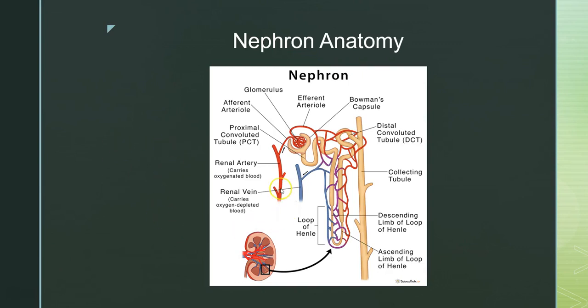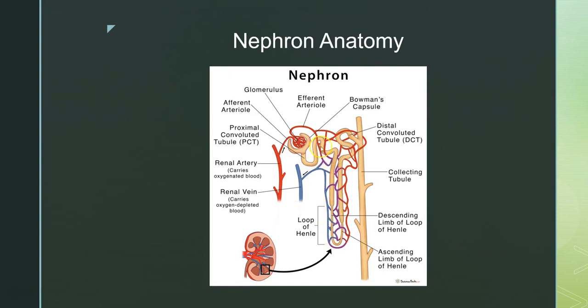Our nephrons, we start with the afferent arteriole. We go through the glomerulus, through the efferent arteriole, and Bowman's capsule is right here at the glomerulus. Efferent arteriole, we go through the proximal convoluted tubules here. So this whole complex here is the proximal convoluted tubules. Down the loop of Henle, so descending limb of the loop of Henle.